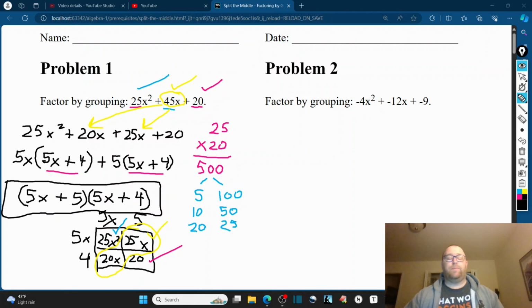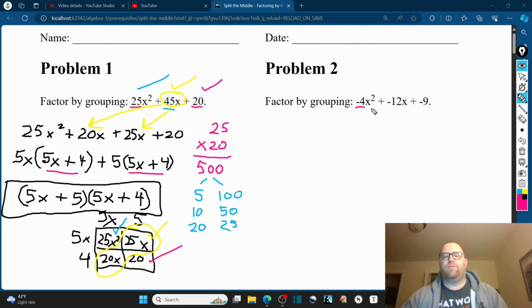Using factoring by grouping or splitting the middle, however you want to refer to it. Okay, so what I would do now at this point of the video, if you're watching, pause the next problem, try it yourself, and then watch me as I walk you through the solution. Check that you've got the same answer. Okay. All right, so this next one, we are going to use the same method.